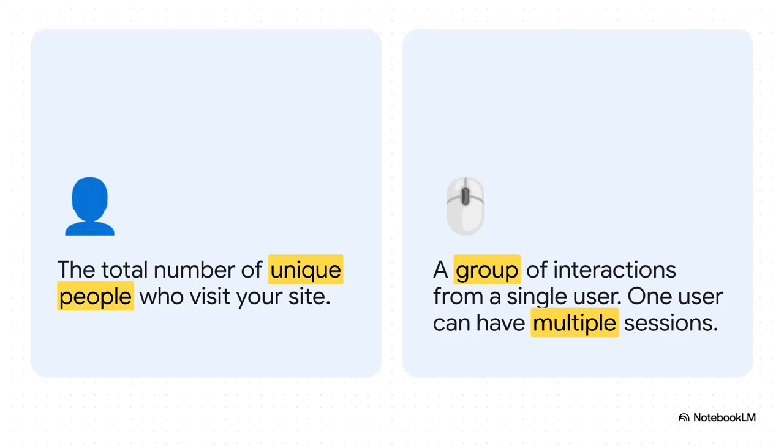And here's a perfect example of how the course clears things up. A user, that's a unique person. That's you. A session is basically a single visit. So let's say you check out a website in the morning and then pop back in again in the afternoon. You're still just one user, but you've actually created two separate sessions. Getting these distinctions right is absolutely crucial.